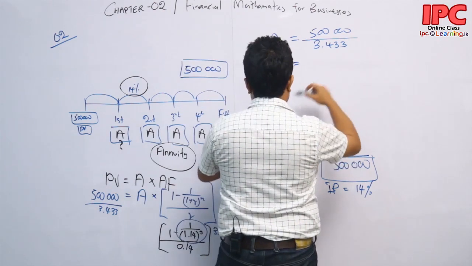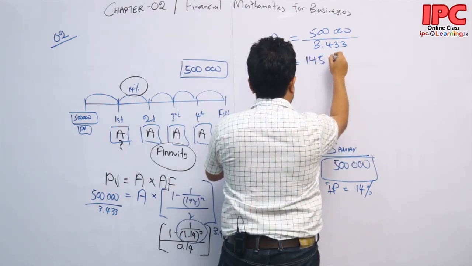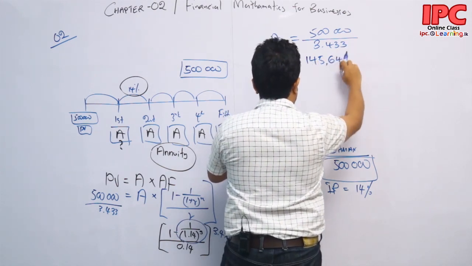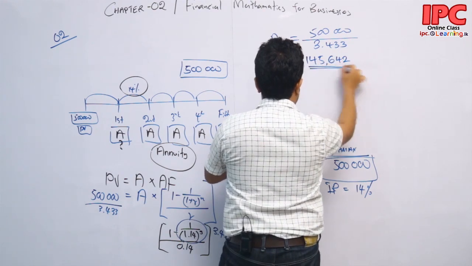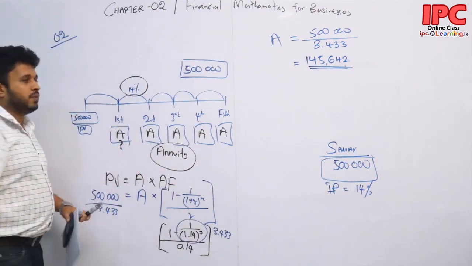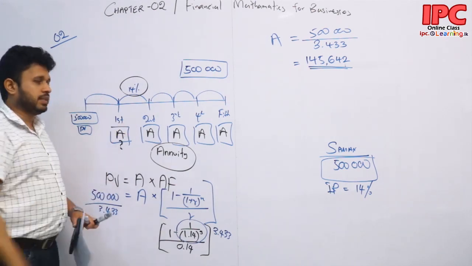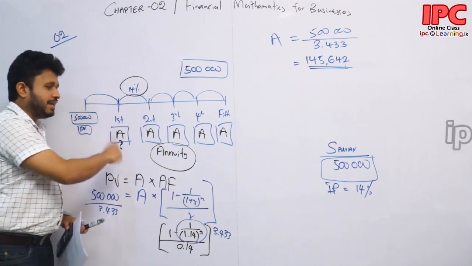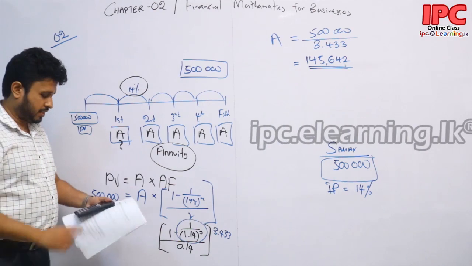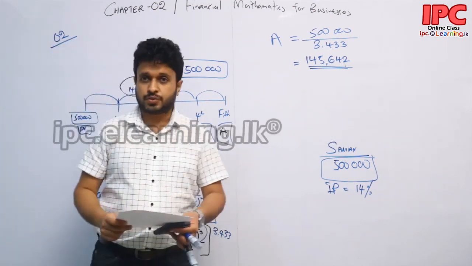So what is the value of an installment? 145,641 rupees, or we'll say approximately 42 rupees. So this is the value of an installment when it is compounded annually and paid at the end of the period. Right? Okay. So 10 marks from this question.